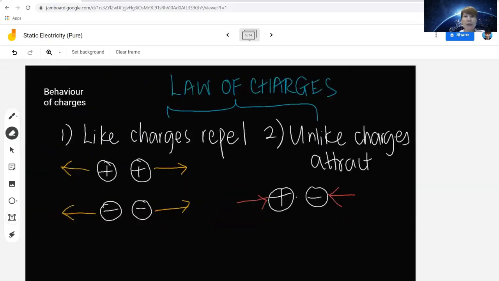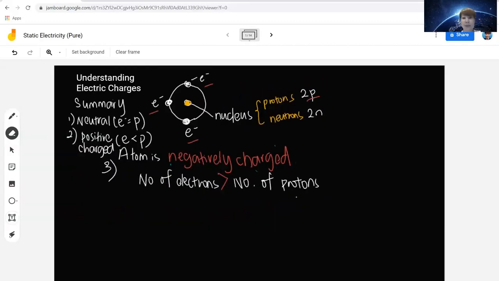Now to do so, let's recap. Let's go back to the first slide where we talked about electrons. When we want to make an atom positively charged or negatively charged, we are always talking about either adding or removing electrons. So how much charge an electron carries will determine the charge of the atom.